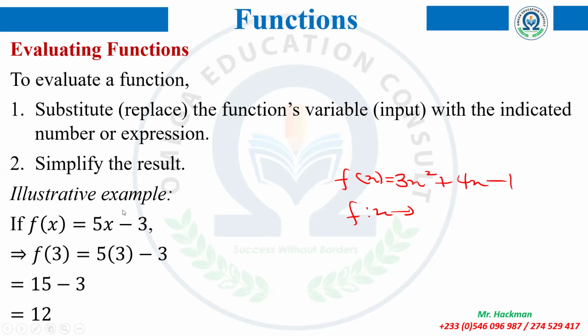And this is an illustrative example. If f of x is equal to 5x minus 3, then this implies f of 3. You can see that our new input is now 3, so it means x is now 3. Wherever you see x in f of x, it is now 3. So it means this x here will be 3, minus 3, which will give me 5 times 3, which is 15, minus 3. And that will end up as 12.